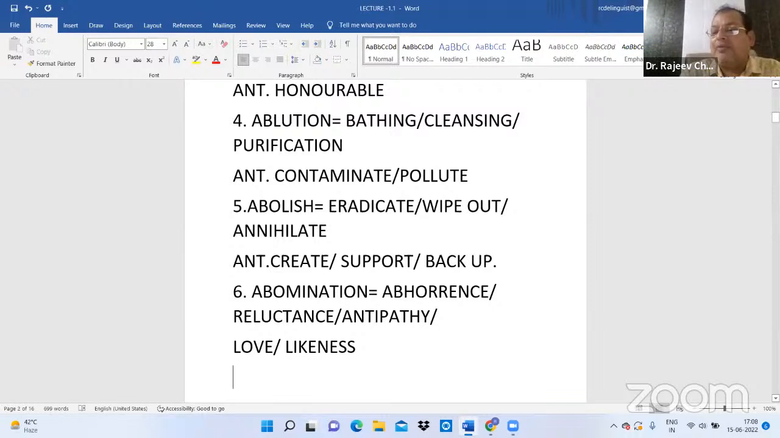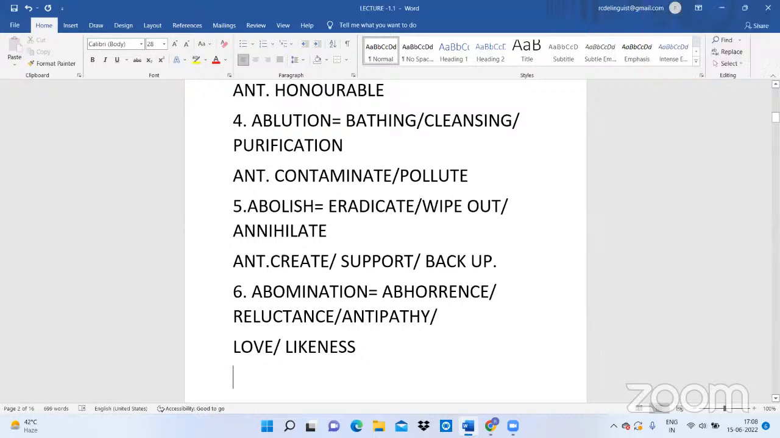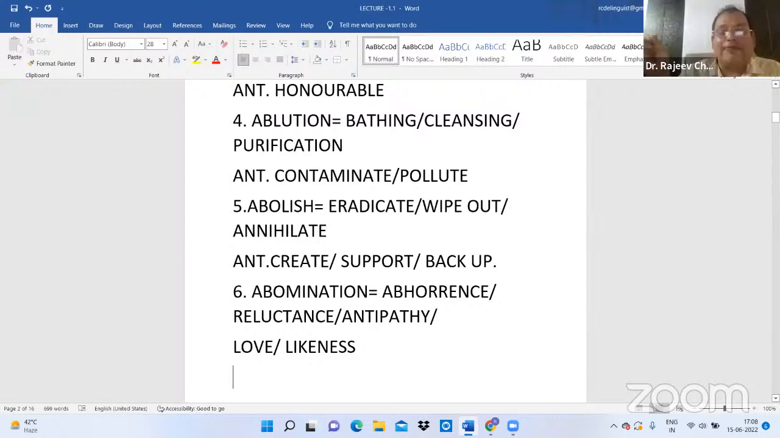The tragedy of our freedom was that what was abominated by some rebellions was loved by some other rebellions. Okay. But can you also use condemn as an antonym for this word? Condemn as an antonym for this word.